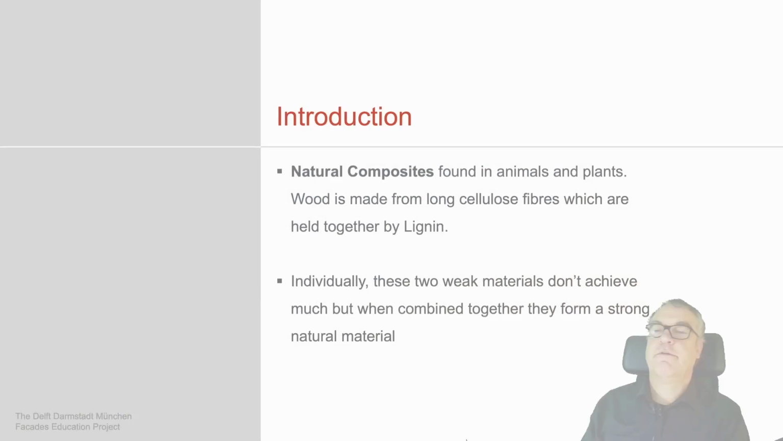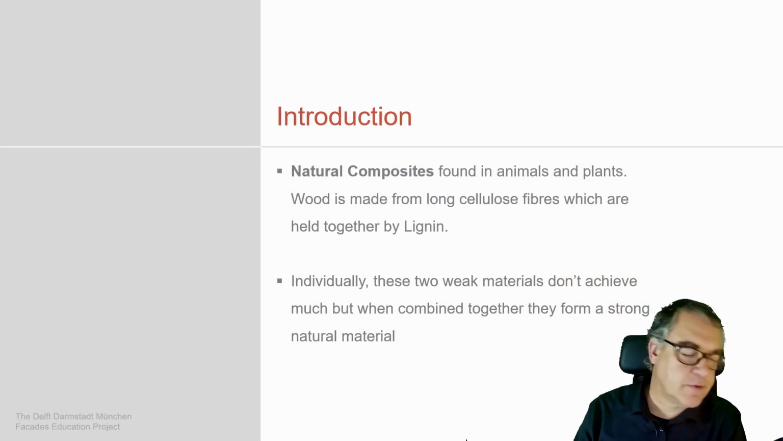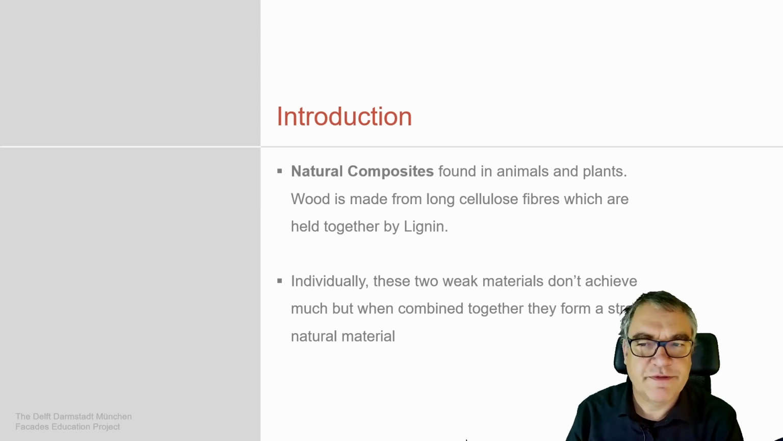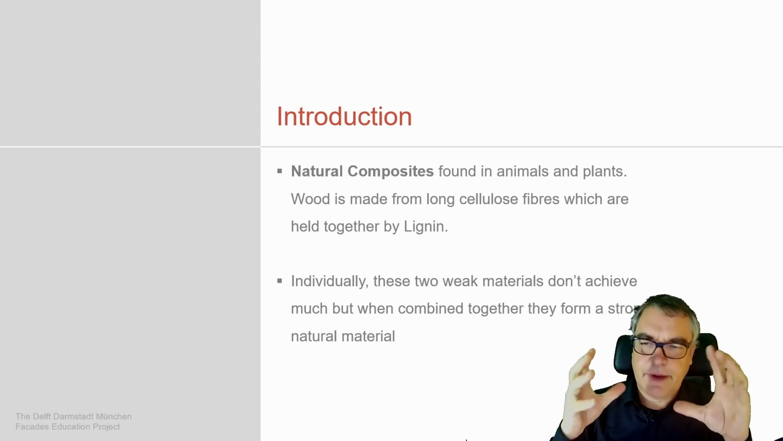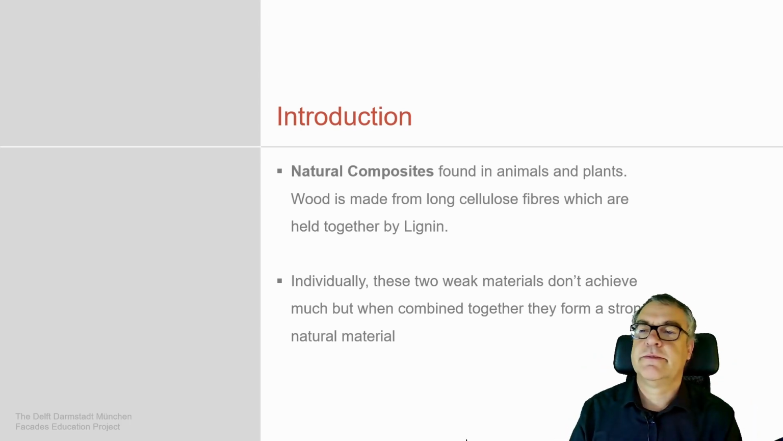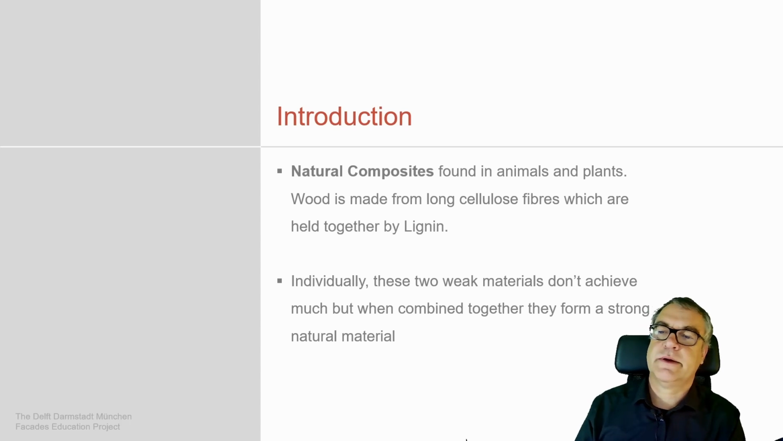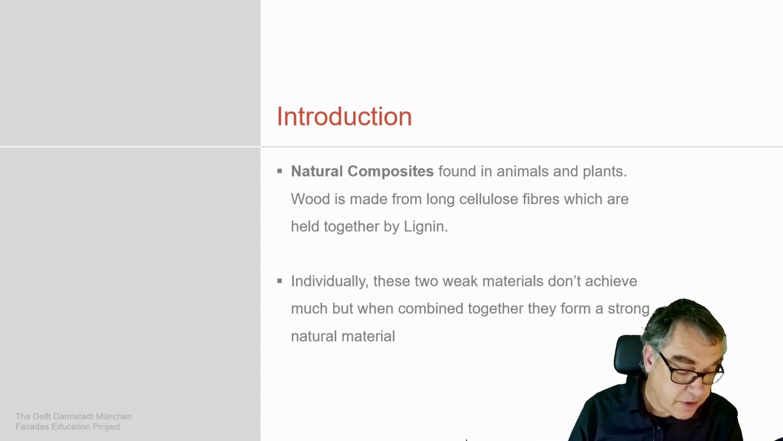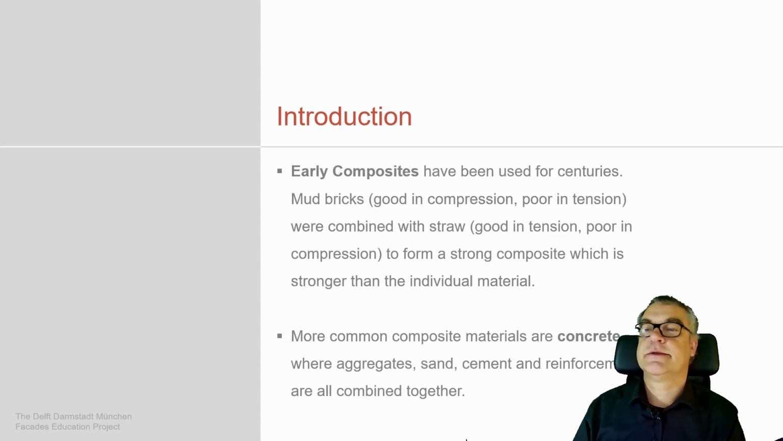Natural composites are found in animals and plants. Wood is, for example, a natural composite. It's made out of wood fibers, the cellulose fibers, and the lignin, which laminates or keeps together the fibers to create wood as a material. So these two weak materials don't achieve much on their own, but combined, they form a strong natural material. That's what composites are as a system.